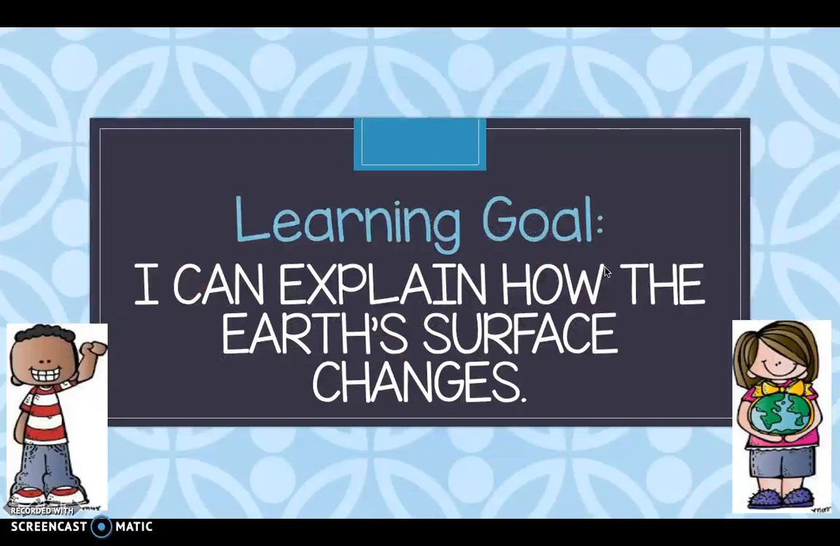And if we go back to our learning goal that says I can explain how the Earth's surface changes, now we know that the Earth's surface can change slowly or it can change quickly.